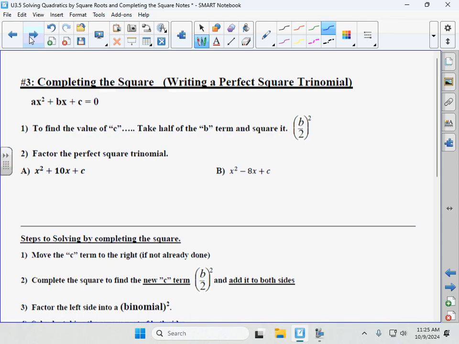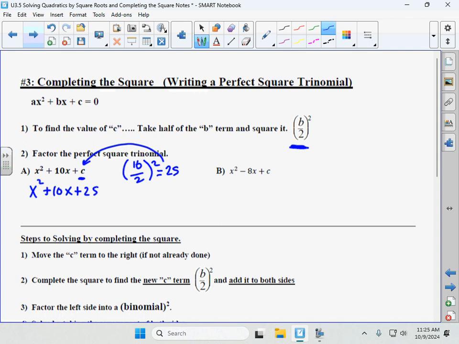All right, so let's do question A, x squared plus 10x plus c. The first thing we want to do is find out what this c value is going to be to turn it into a perfect square trinomial. We're going to use this formula right here, (b over 2) squared. So b is 10. We divide it by 2, and then square that number. 10 over 2 is 5, 5 squared is 25. So that's what c is. We're going to replace that c value with 25: x squared plus 10x plus 25.